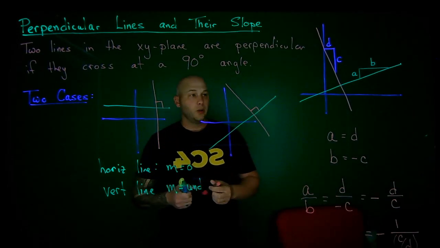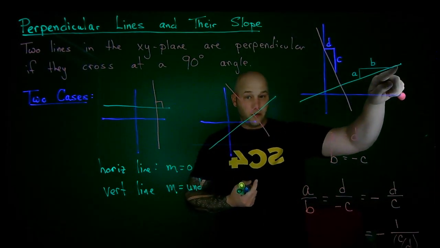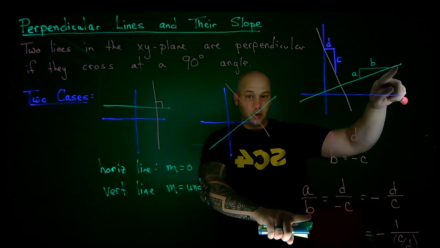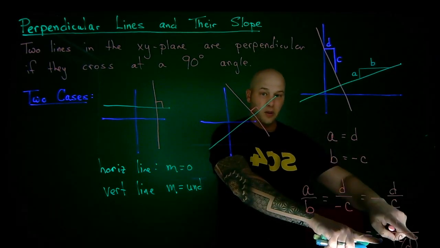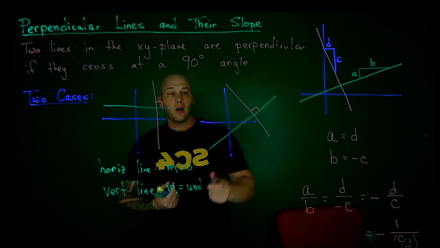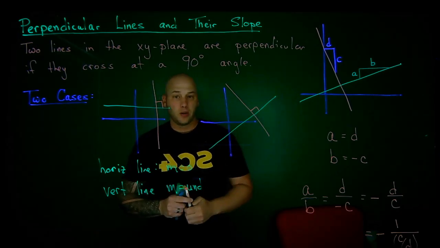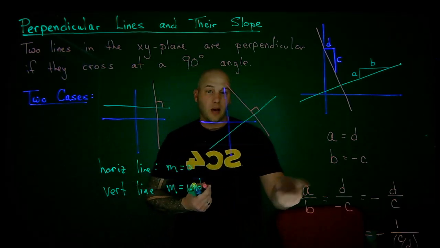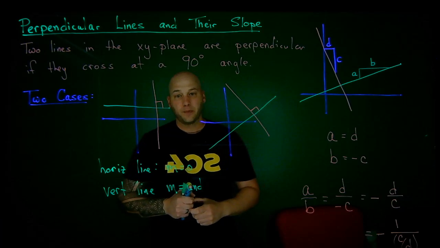So here's the conclusion. The slope of this line, which is A over B, is the negative reciprocal of the slope of this line. So if I've got lines that are perpendicular and they're not horizontal and vertical, the lines have negative reciprocal slopes. Okay.